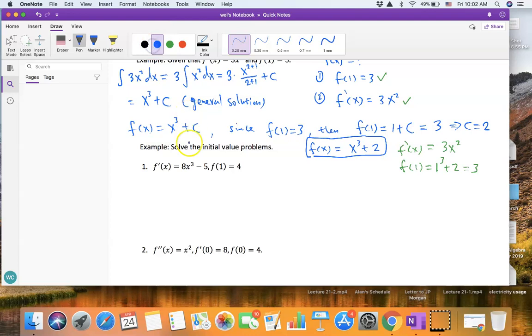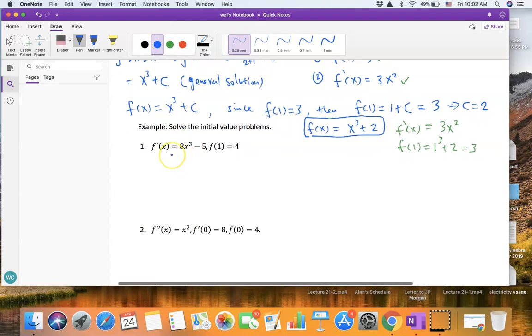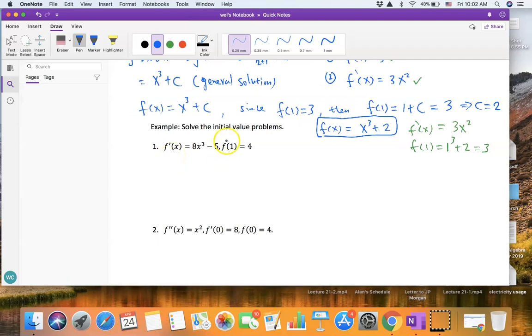Okay, let's take a look at some other examples. Alright, so we're given that the derivative of function f(x) is 8 times x to the third minus 5, and the function value equals 4 when x equals 1. So again, we start by looking for the antiderivative of the function.